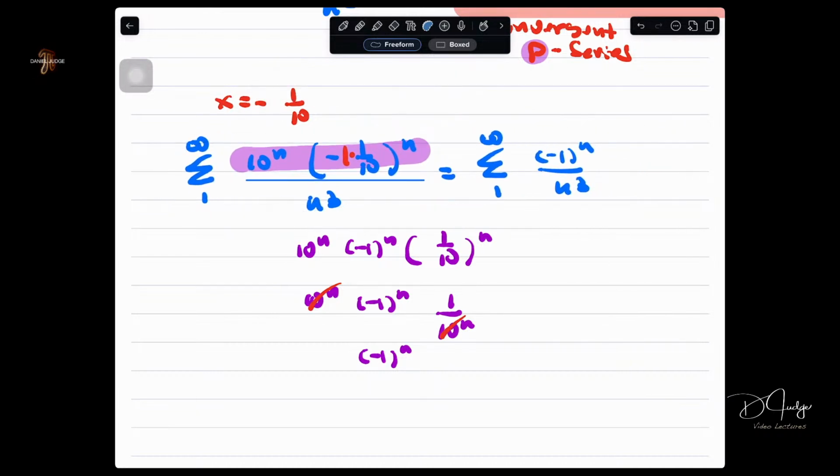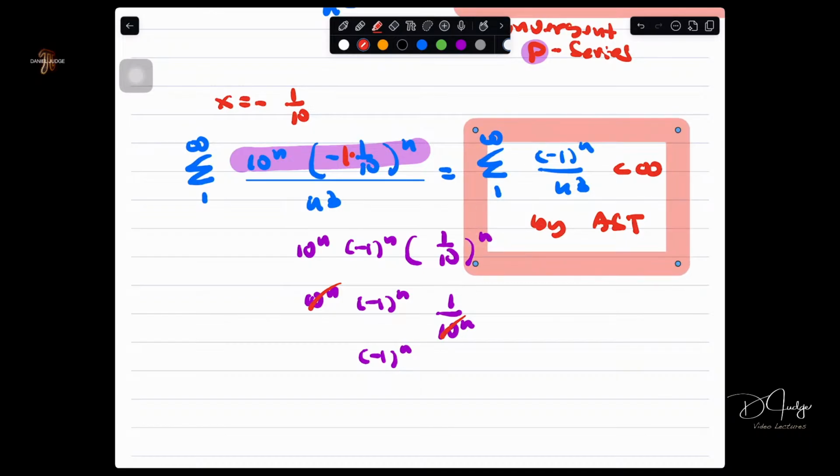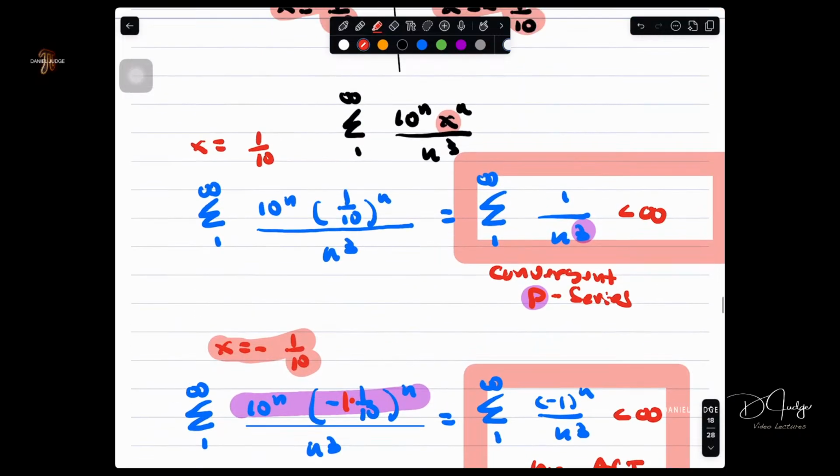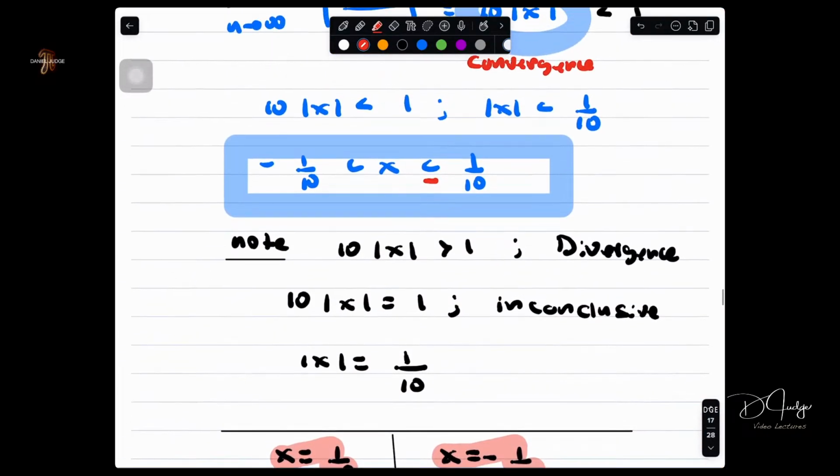Now, this also, by the way, converges by the alternating series test. You guys can actually verify that. So when x is negative 1/10, we also get convergence. That convergence will be by the alternating series test. So the answer here for the interval of convergence is that, yes, it's between negative 1/10 and positive 1/10, but it also includes the endpoints.